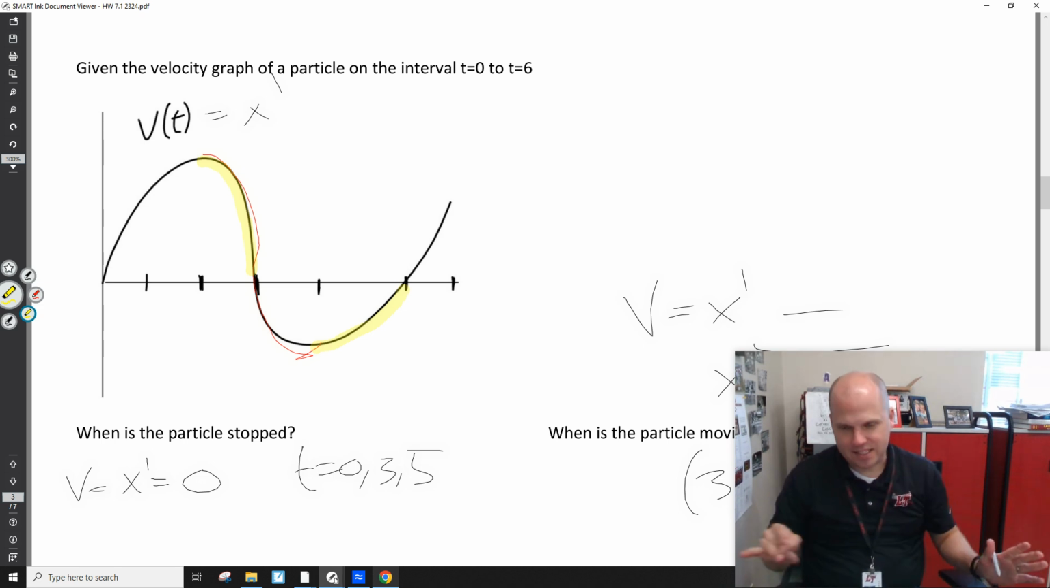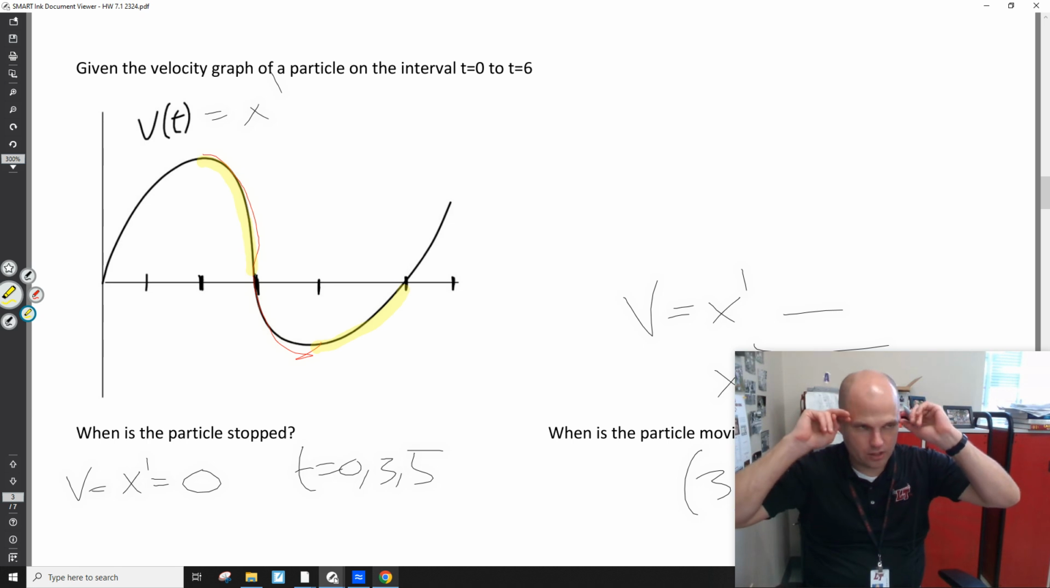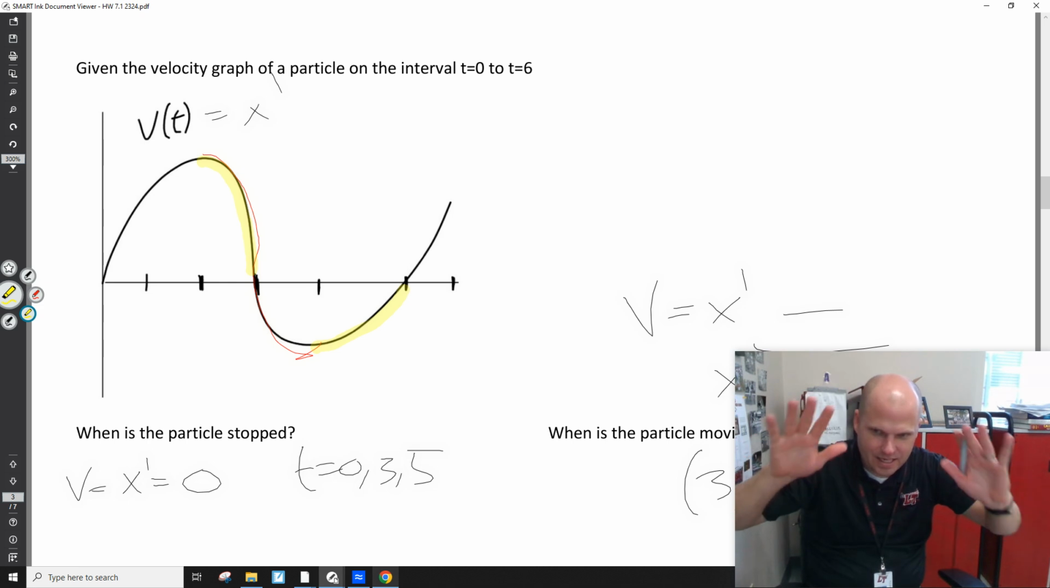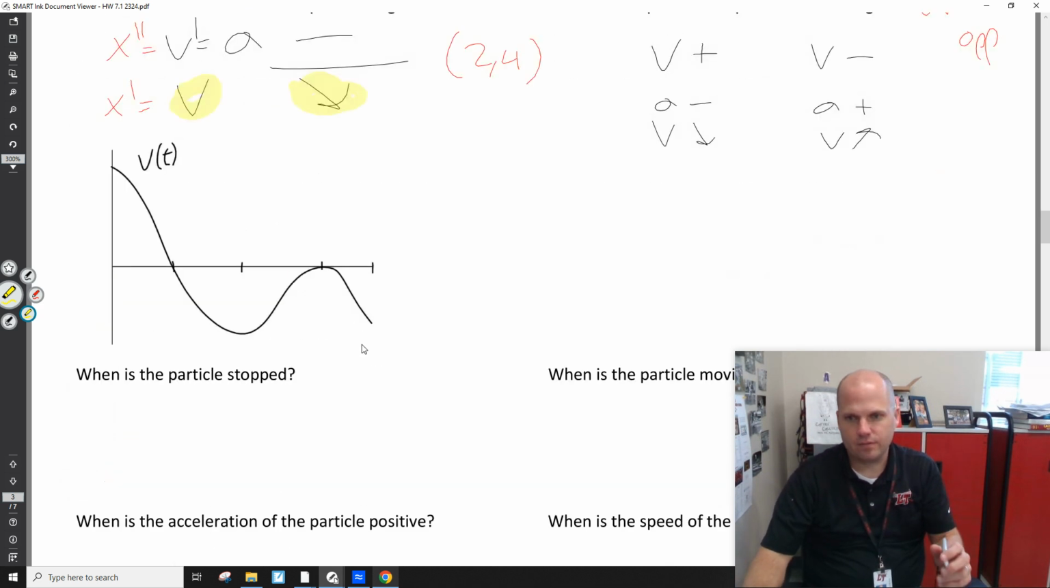Now, you're not allowed to say for your justification, my velocity values are approaching 0. Instead say velocity and acceleration signs are opposite. That's acceptable. But it's 2 to 3 and 4 to 5.